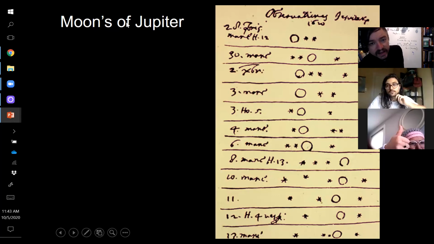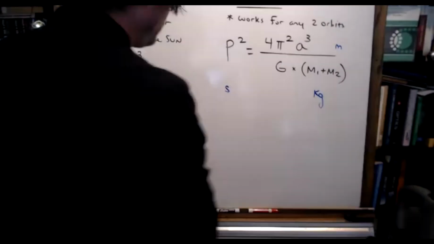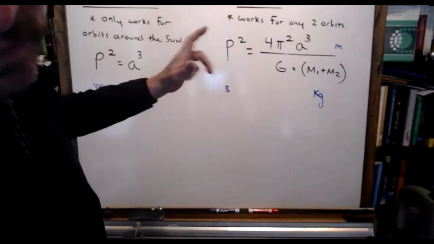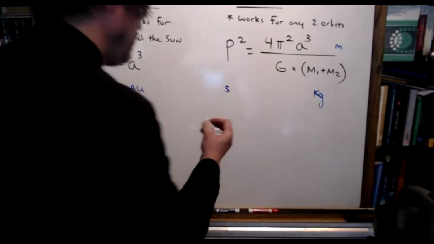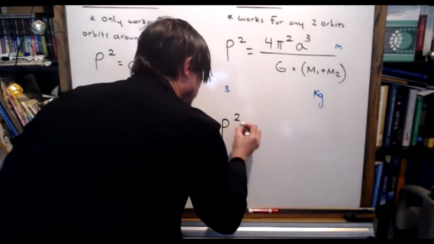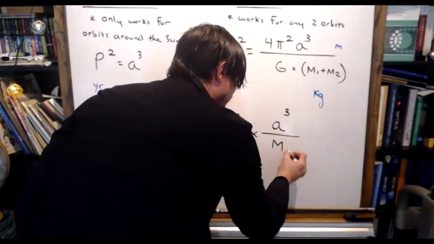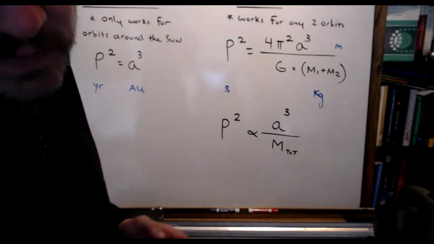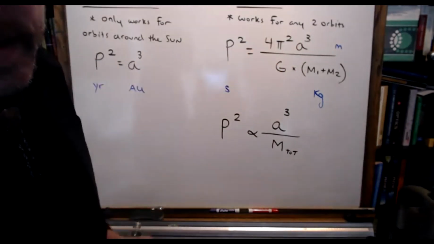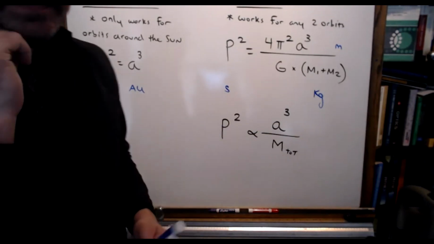Now, let's ask the class a thought question. Suppose we consider the three variables that matter in Newton's version of Kepler's third law. If I were to write this in a proportionality argument format, I could ignore the 4, the pi, and the G as constants of the equation, and I could write p squared is proportional to a cubed over the total mass of the system. That's a simplified version of the problem that takes out the fixed numbers and leaves only the variables that change in the equation.